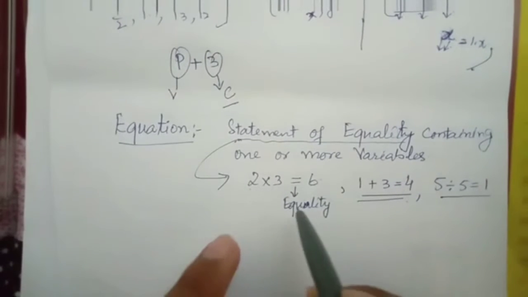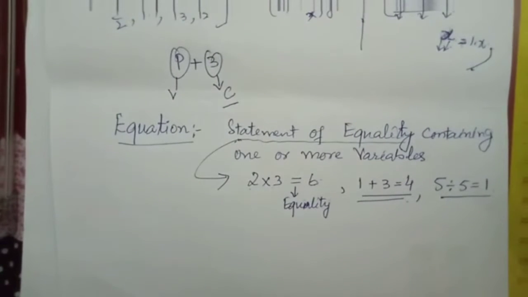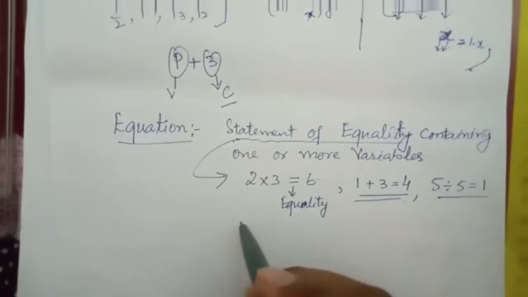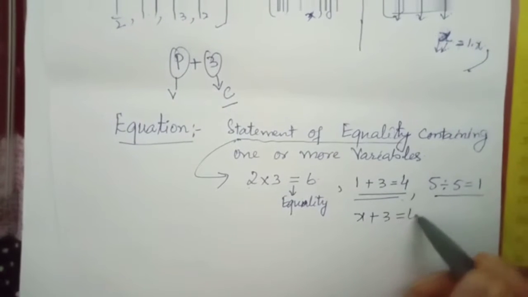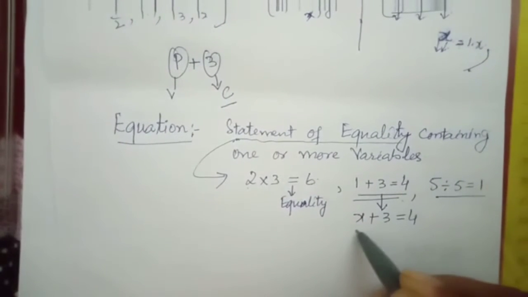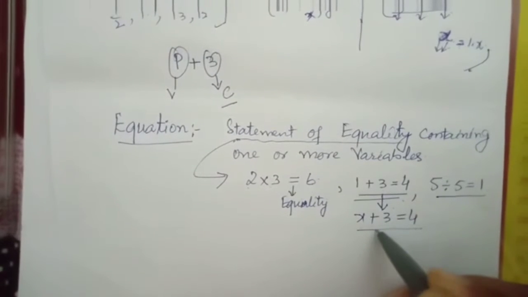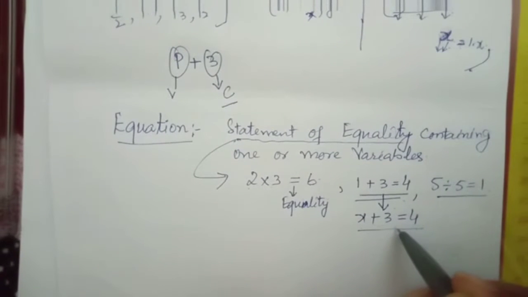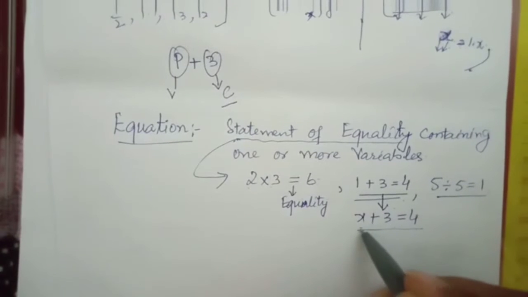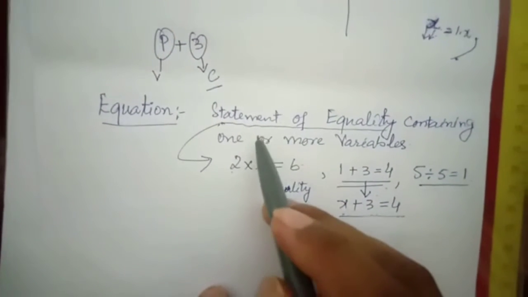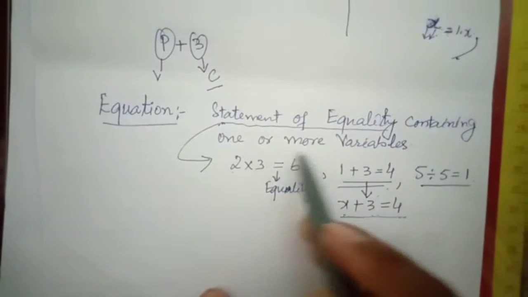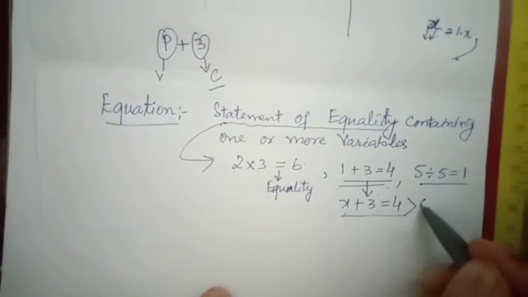Now if this statement of equality contains one or more variables, at least we should have one variable. For example, I will write here x plus 3 is equal to 4. See here, this is a statement of equality, but this contains one variable. It means first it is a statement of equality and now a variable is also present. Now according to the definition of the equation, statement of equality containing one or more variables, this is the equation.